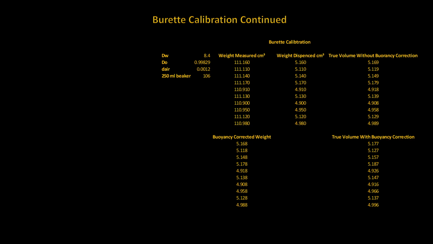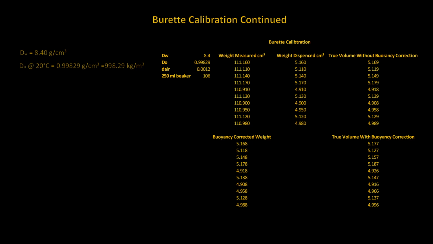Using a hypothetical scenario, let's try to put it together. The steel calibration weight used to calibrate our scale was determined to be 8.40 grams per cubic centimeter. 100 mils of distilled water was set aside, and the temperature was measured to be 20 degrees centigrade. The water density table used listed the density at 20 degrees centigrade to be 998.29 kilograms per meter cubed. This equates to 0.99829 grams per cubic centimeter.